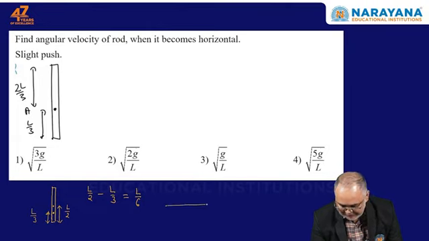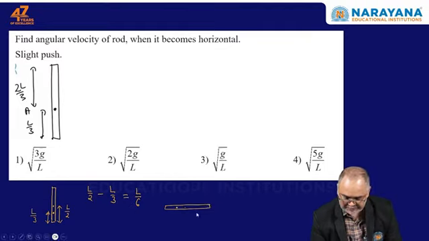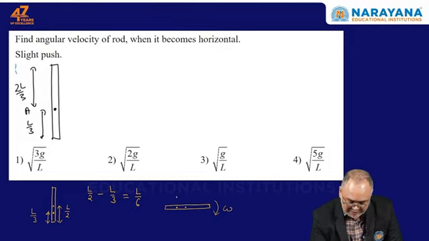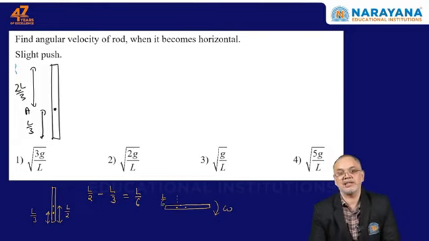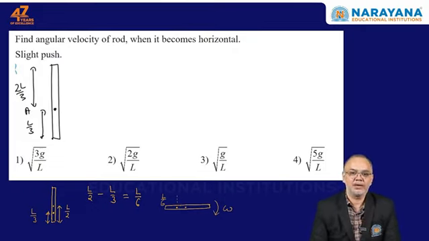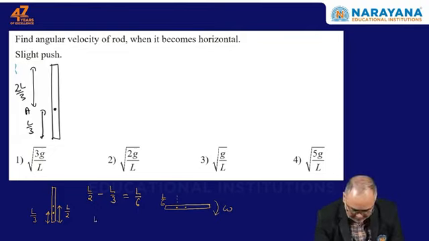Let us say this is the final situation, where the rod becomes horizontal. The center of mass is at this position, and let us say at this position the angular velocity is omega. Now you can see clearly, initially the center of mass was L by 6 height above the hinge point. Now it moved down L by 6. So we can say the loss in potential energy of the rod will be equal to the gain in rotational kinetic energy of the rod.